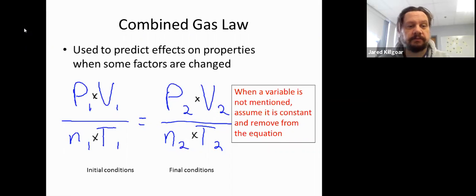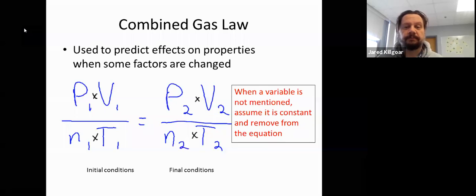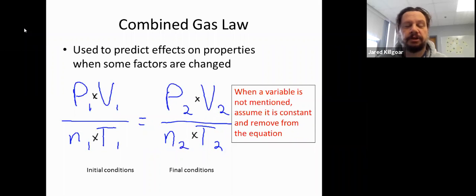So the combined gas law is P1 V1 over N1 T1 equals P2 V2 over N2 T2, where P stands for pressure, V is volume, N is moles, and T is temperature in Kelvin. The ones are the initial or starting conditions, and the twos are the final or end conditions. And when a variable is not mentioned, we assume it to be constant and remove it from the equation. A lot of times a problem will specify that one or more of the variables is constant.